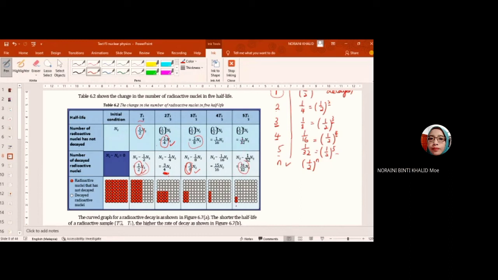So you can see the number of nuclei becomes half every half-life. You can see here it becomes half: this one half from this one, this one half from this one, and this one half from this one. We have another one. The one that is left here is 1, the next half-life, and so on.